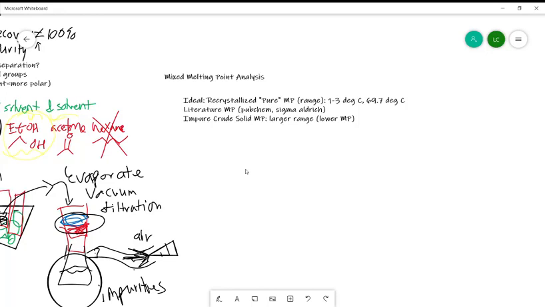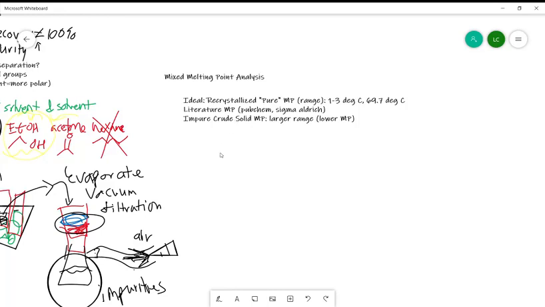Let me see if there's anything else. Basically, if you think of a crystalline structure, impure solids cause disruptions between your pure molecules, and that will make your solid more unstable. And so that's why you have a lower melting point, because you have a weaker structure.